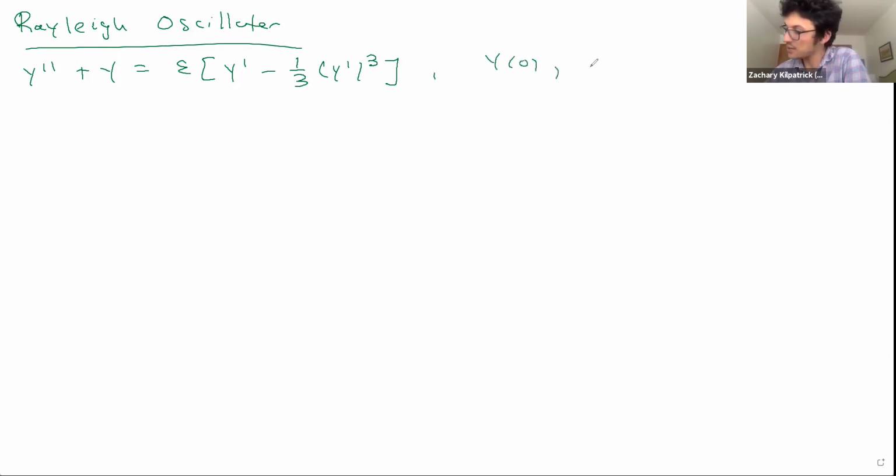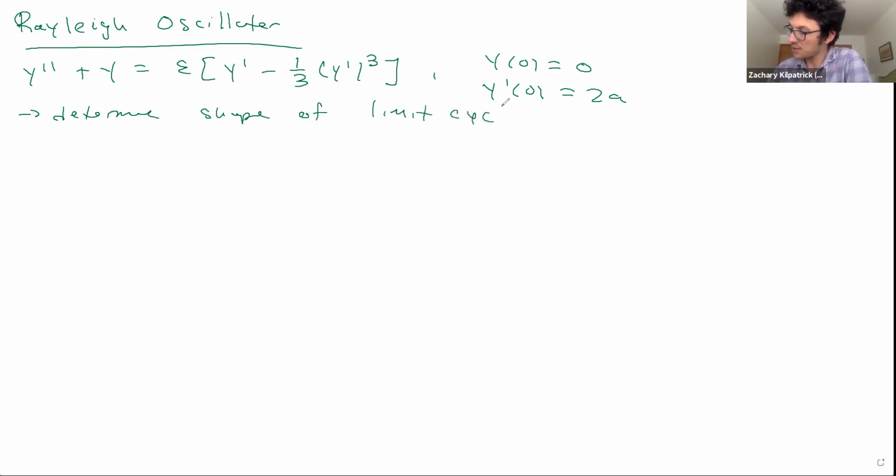We're going to take the case where the initial conditions are that the oscillator is at its equilibrium position, but has some initial velocity 2a. And we are going to determine the shape of limit cycles, or the long-term oscillatory behavior of this equation to leading order. Of course, we're going to use multiple scales in order to do this.